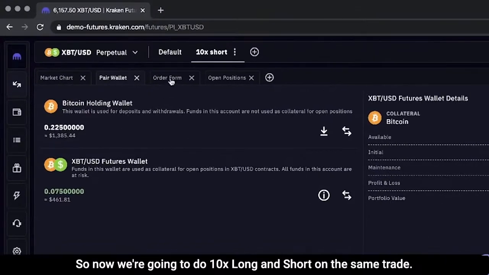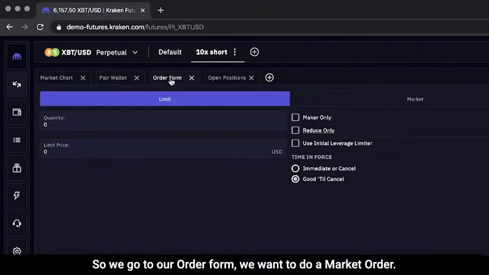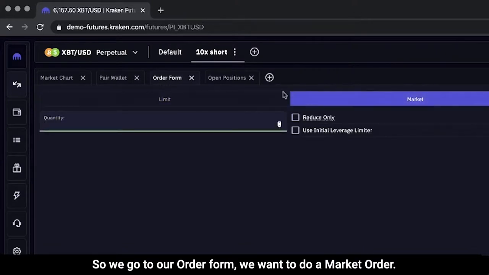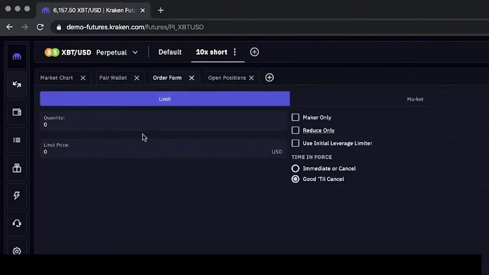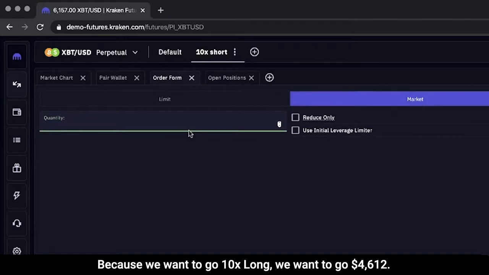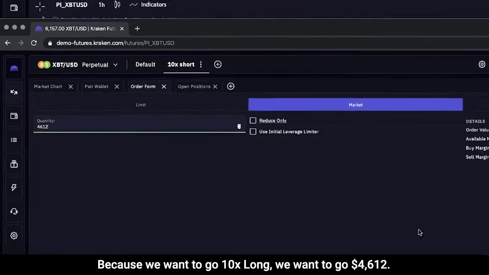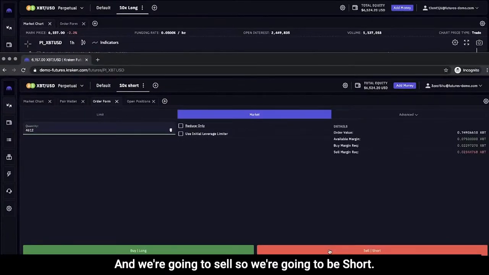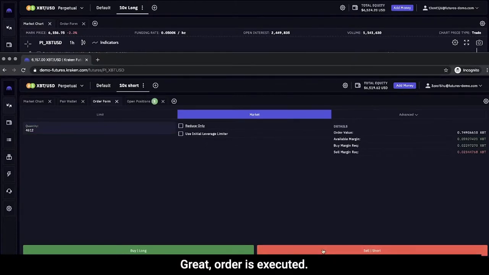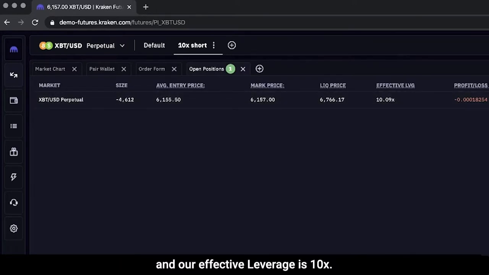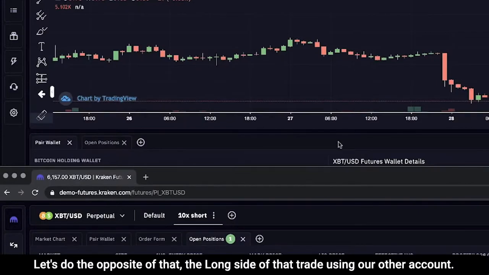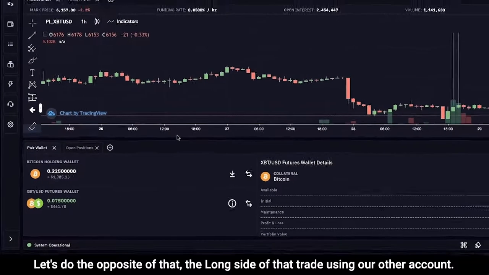So now we're going to do 10x long and short on the same trade. So we go to our order form. We want to do a market order. We'll pay a little bit more fees this way, but it's the fastest way to get the trade in. Because we want to go 10x, we want to go $4,612, and we're going to sell, so we're going to be short. Great, order's executed. We now have an open position, and you can see our size is 4,612, and our effective leverage is 10x. Let's do the opposite of that, the long side of that trade, using our other account.